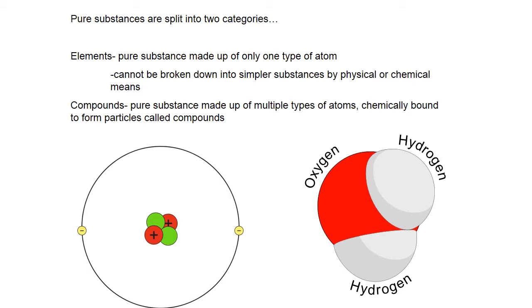You could look at the pictures. The one on the left is a diagram of helium, which is the simplest form of the element helium, and the one on the right is a diagram of a water molecule, a type of compound. In the water molecule, you should be able to see the oxygen atom bonded to two hydrogen atoms together to form one larger particle called a compound.